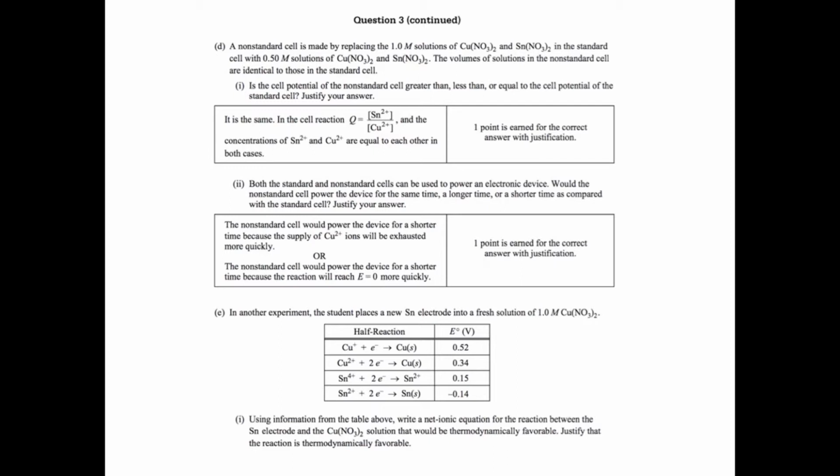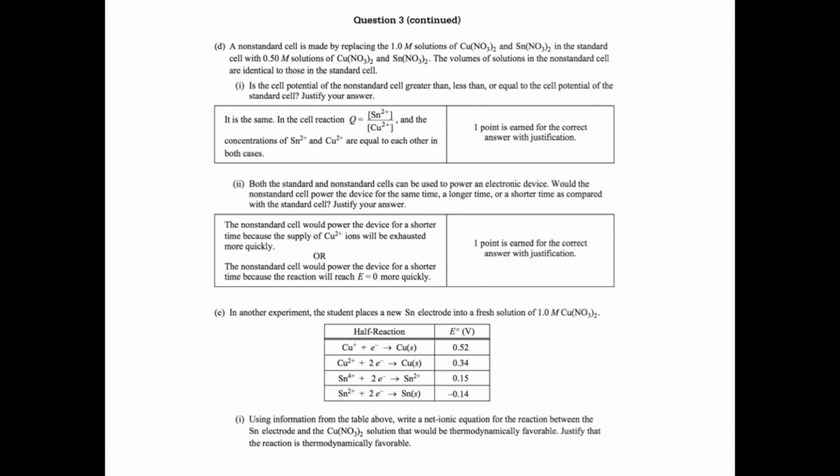In II, it says both the standard and non-standard cells can be used to power an electronic device. Would the non-standard cell power the device for the same time, a longer time, or a shorter time? Well, the non-standard cell has a lower concentration of copper ions, which are your reactants. Therefore, you're going to run out of copper ions more quickly, and therefore it's going to power the device for less time. So that would be my explanation. They have another explanation there which you can use, but I would have done the first one, so you get 1 point for that.